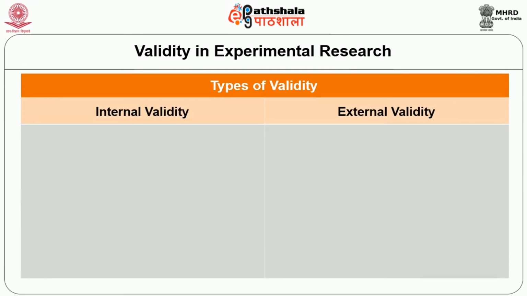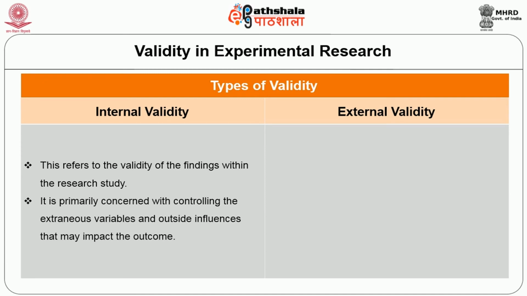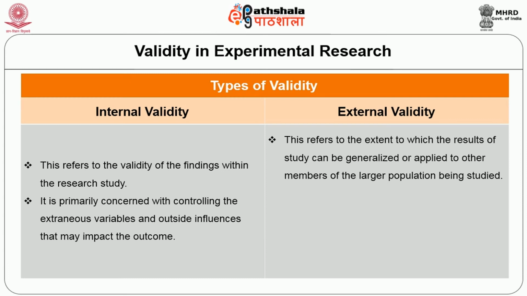So the next concept is validity in experimental research. Here there are two types of validity in experimental research: internal validity and external validity. Now let us see what we mean by internal validity. Internal validity refers to the validity of the findings within the research study. It is primarily concerned with controlling the extraneous variables and outside influences that may impact the outcome. So next comes external validity. External validity refers to the extent to which the results of the study can be generalized or applied to other members of the large population being studied.